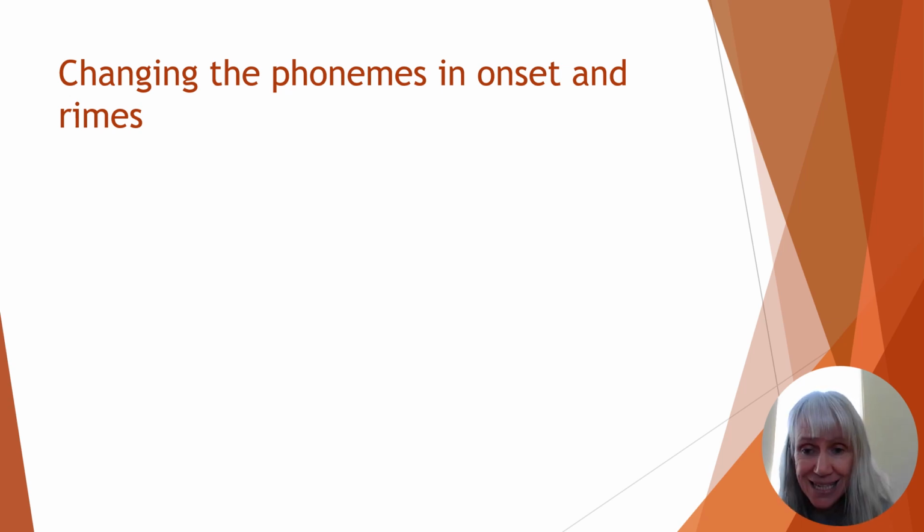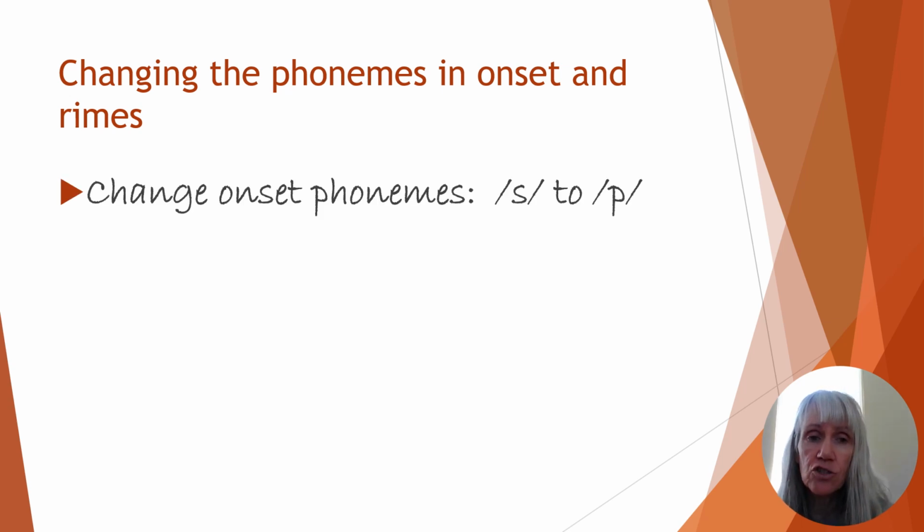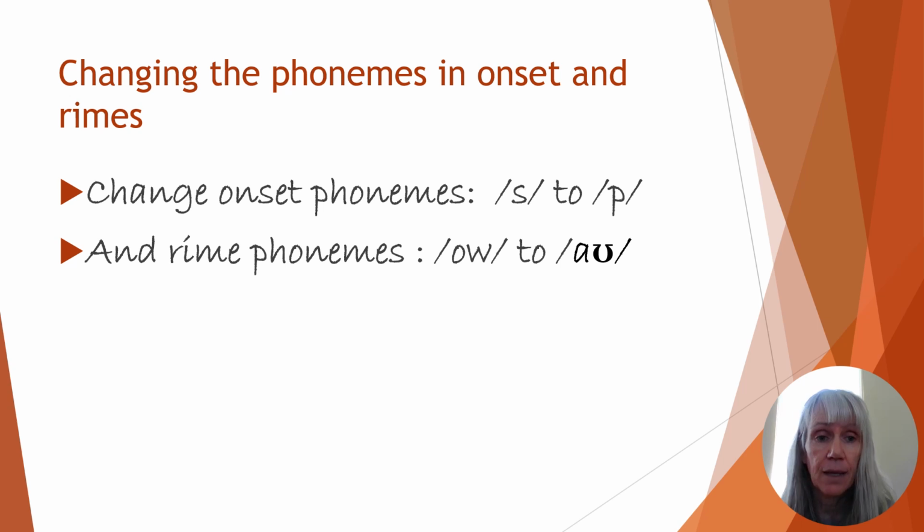It does not necessarily have to have a consonant sound, but it can have a consonant sound. So far, we've been working on words that have only the vowel sound in the rhyme. Okay? So let's change the onset phoneme from the S sound to the P sound. So we're taking it from the S to the P, and we're still keeping that L sound in there.